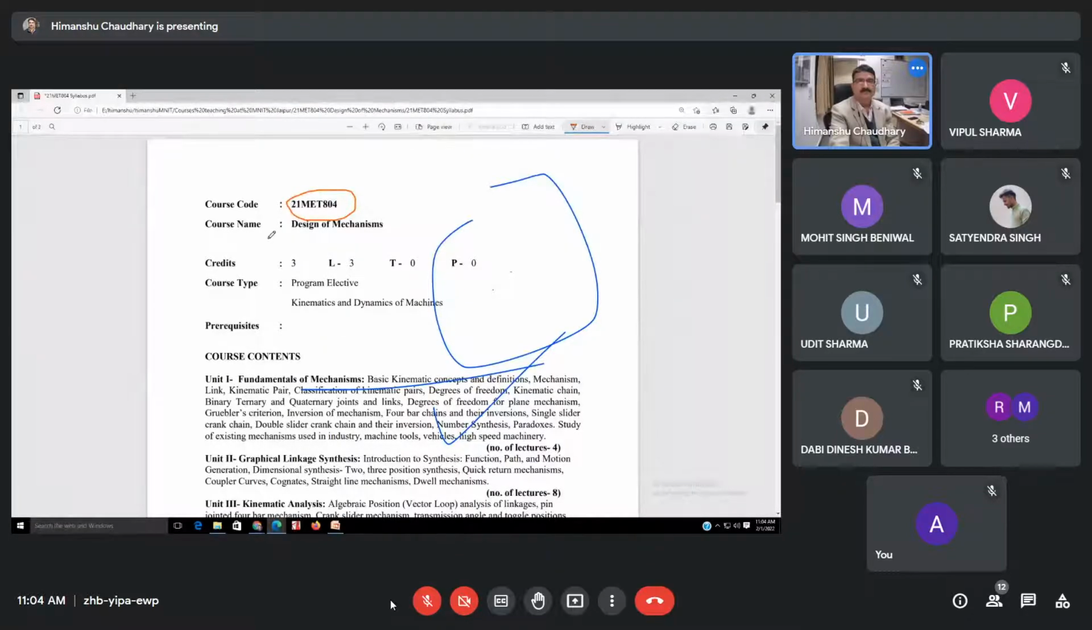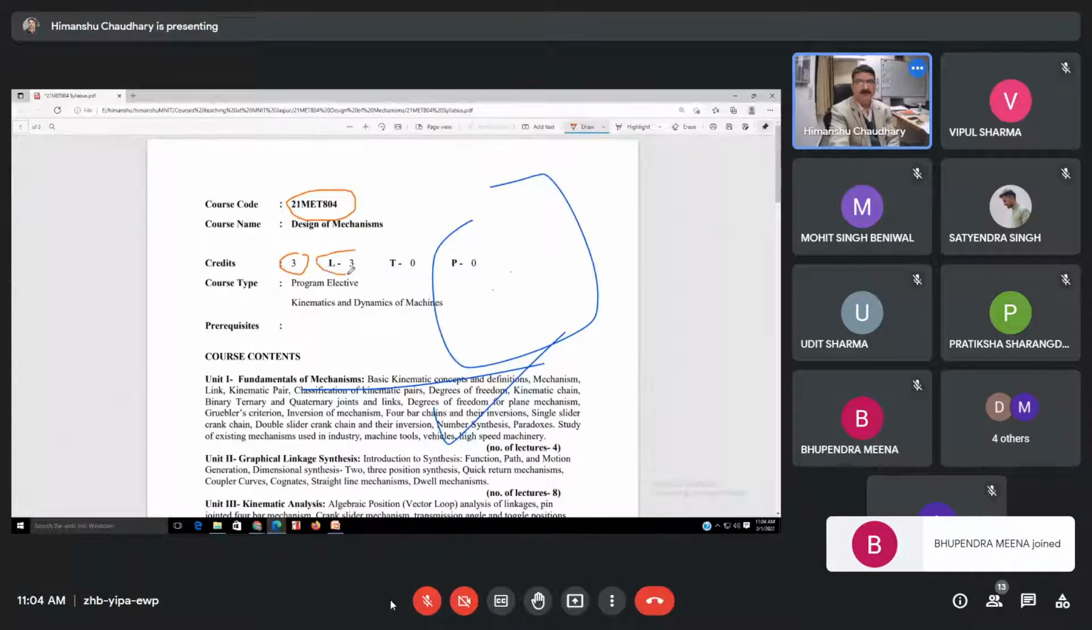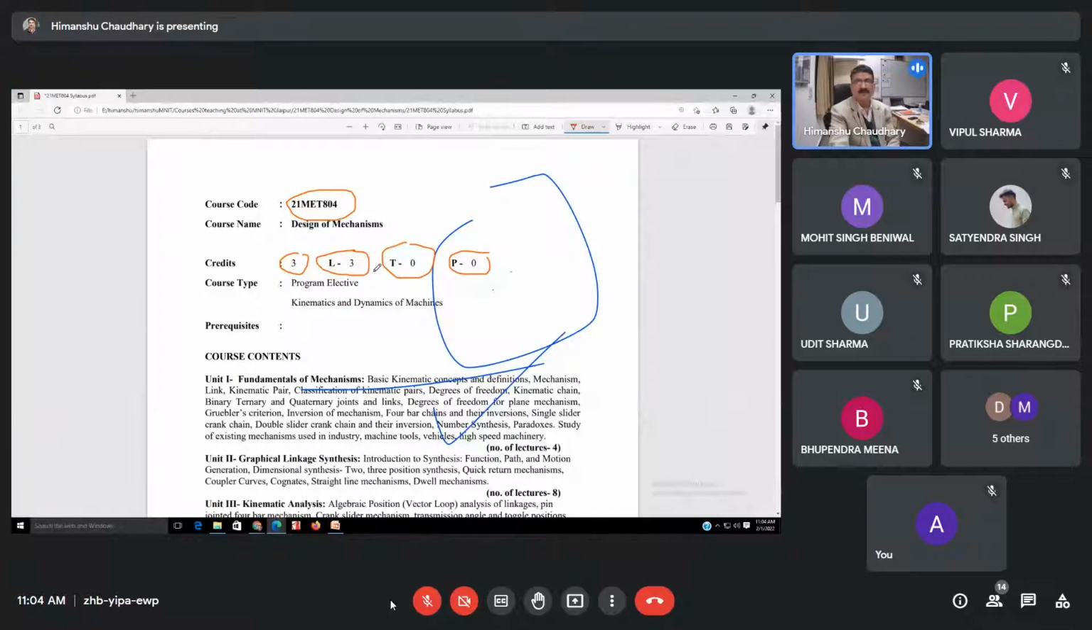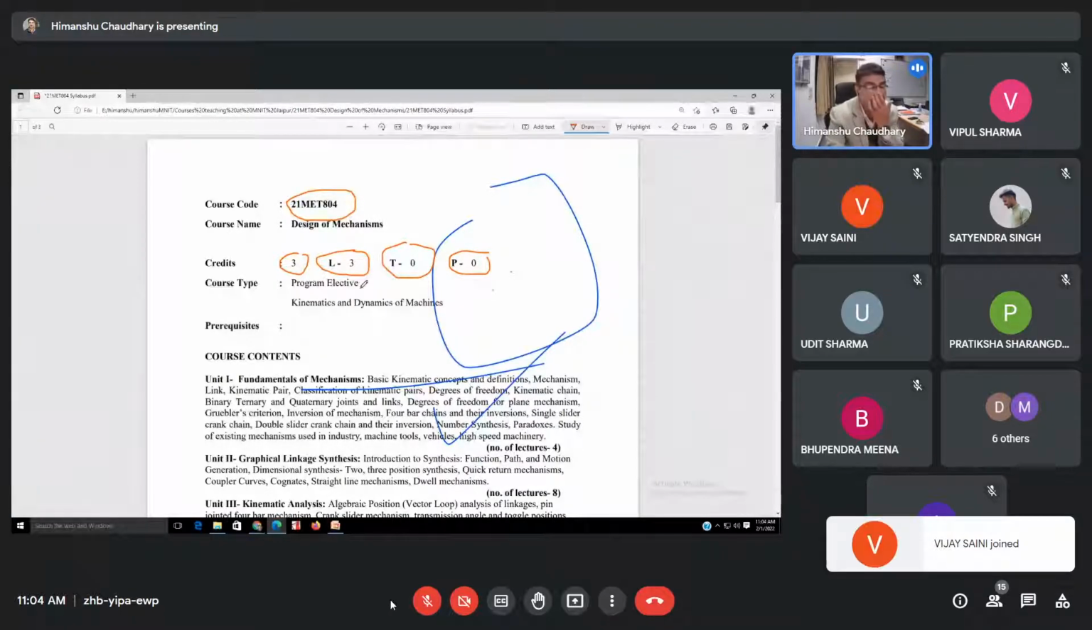So the course code is 21 MET 801 and it is a 3 credit course, meaning 3 lectures per week. Of course, tutorials and practicals are not there in this course, but classwork and assignments will be provided from time to time after class, and you have to submit the classwork.